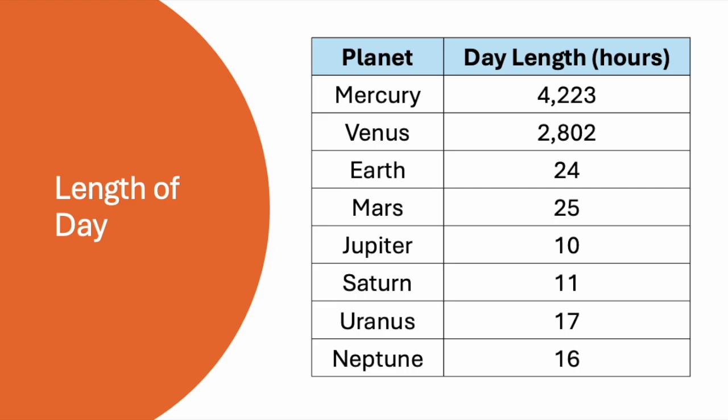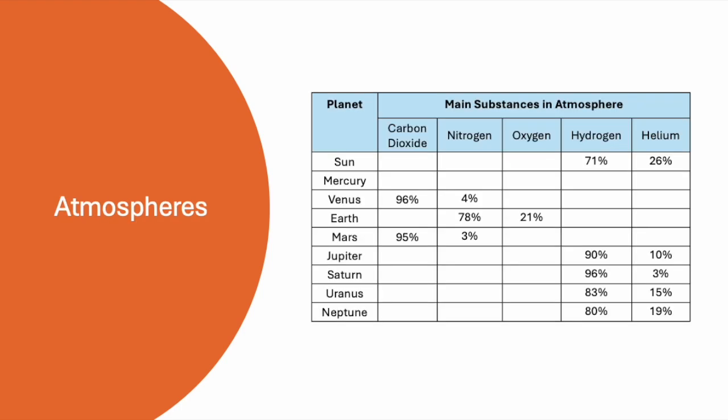The presence of an atmosphere is another crucial factor that sets planets apart. Earth's atmosphere is composed of nitrogen, oxygen, and some other gases, which help to regulate temperature and protect us from harmful radiation. Other planets, like Mars, have very thin atmospheres, while some, like Jupiter, have thick atmospheres made up mostly of hydrogen and helium.